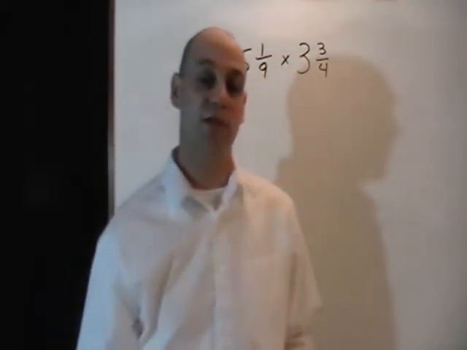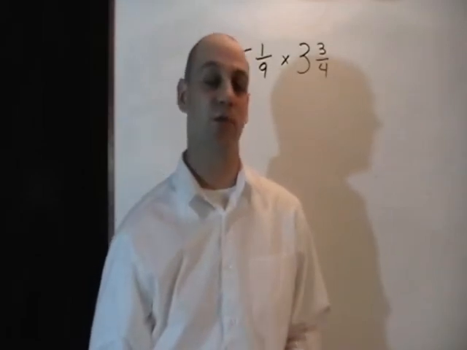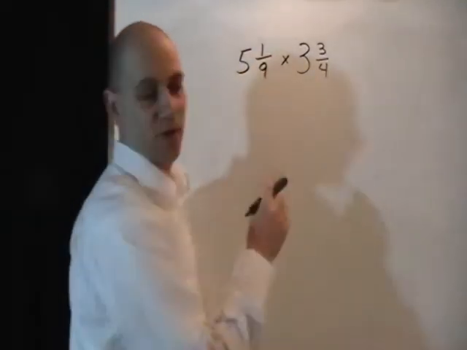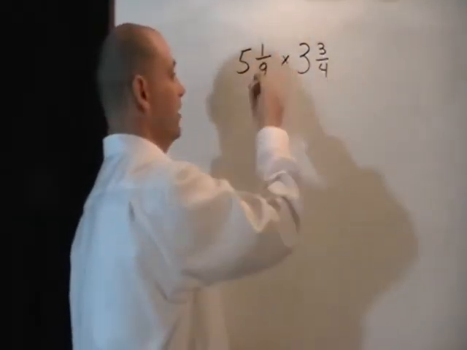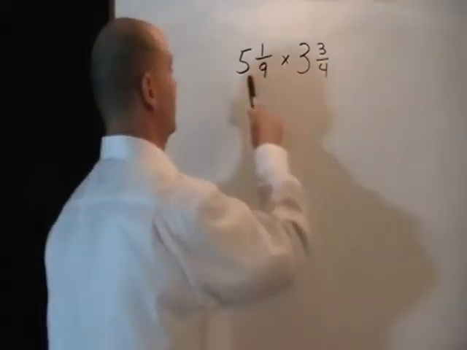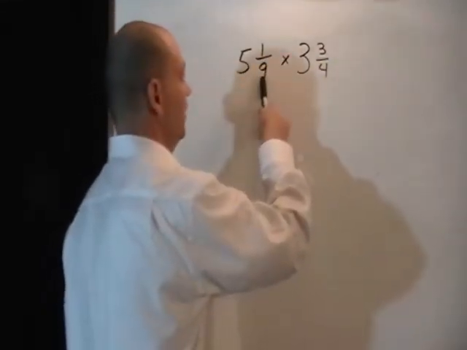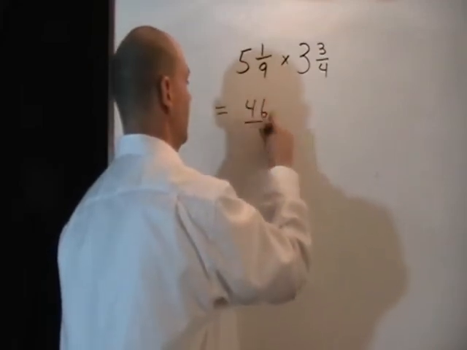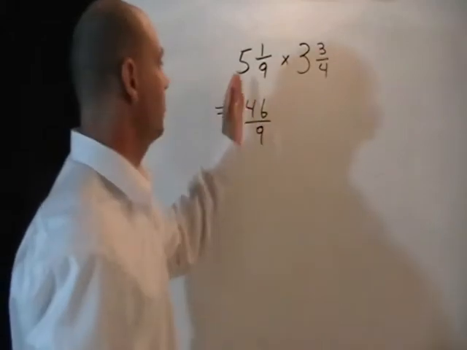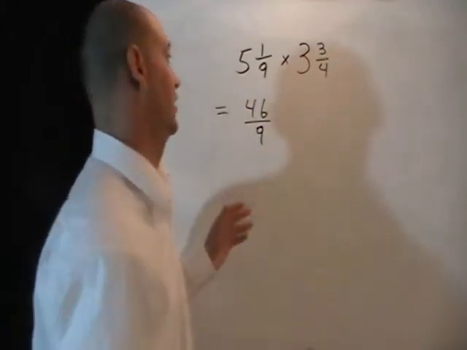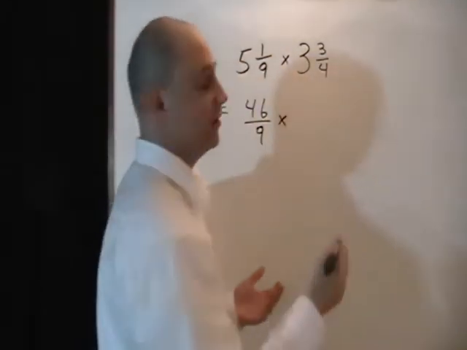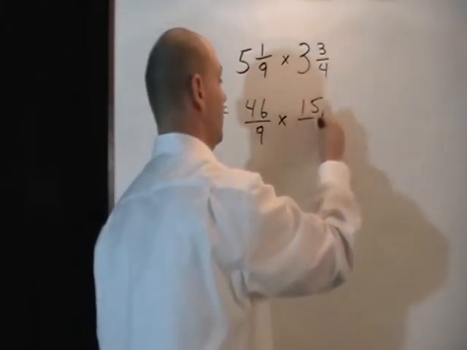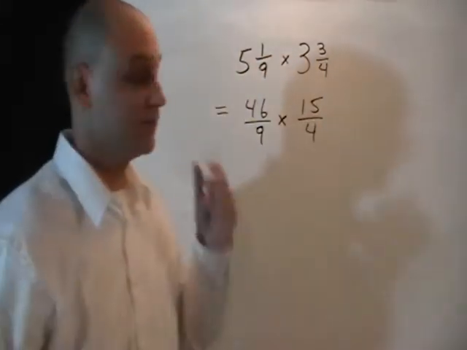Well, the first step is the same as when we were adding up mixed numbers. We're going to convert these both into improper fractions. And the way to do that is to take the whole number, multiply by the denominator, add the numerator, and it's all divided by 9. So let's have a look here. 9 times 5 is 45, plus 1 is 46, divided by 9. So 5 and 1/9 is equivalent to 46 over 9. Same thing over here. 3 times 4 is 12, plus 3 is 15, and we have 15 over 4.